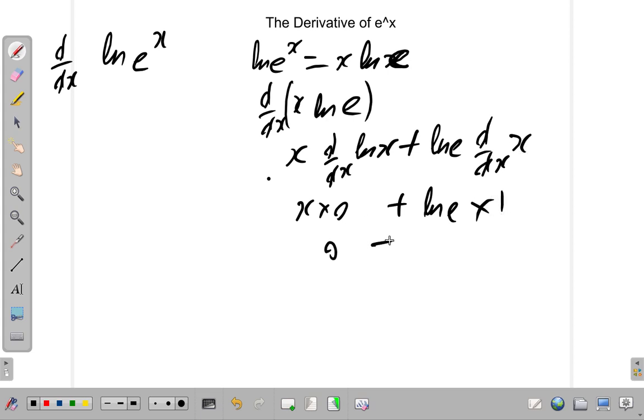So this becomes 0 plus ln e is 1, so it's 1 times 1. 0 plus 1 times 1 is 1. Okay, so we get 1. So looking at the product rule, the derivative of this is 1. Let's look at it another way.